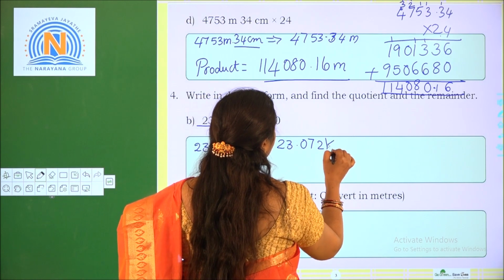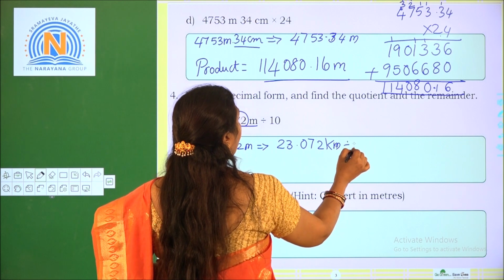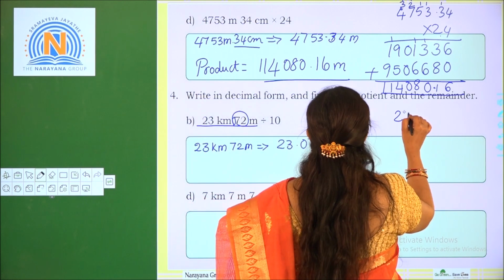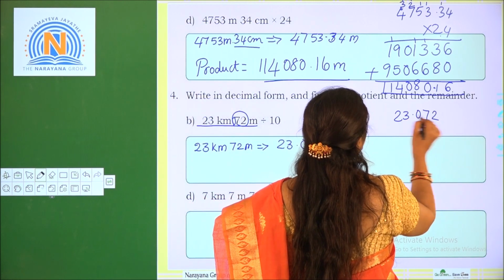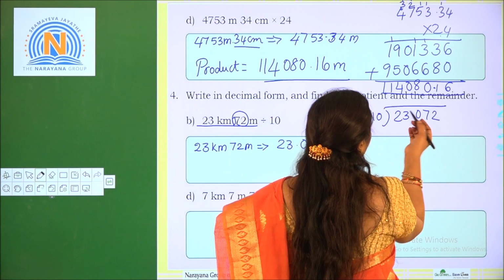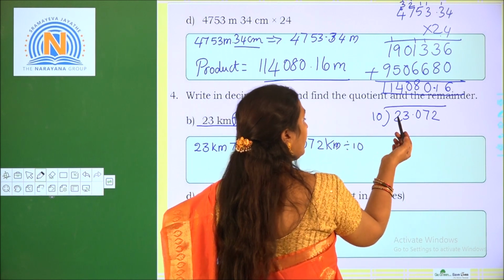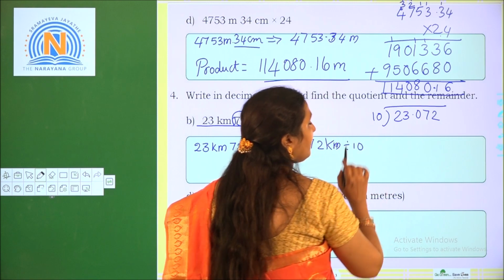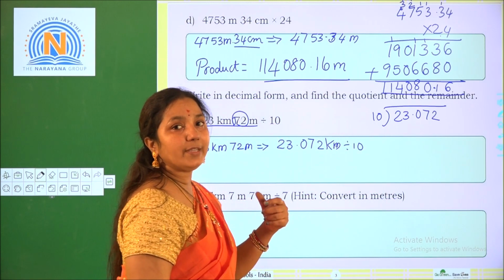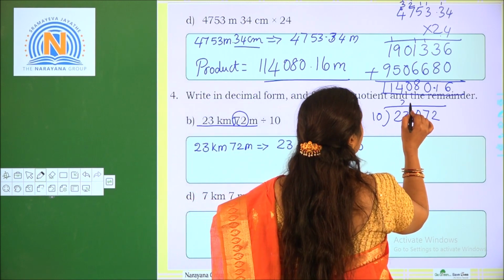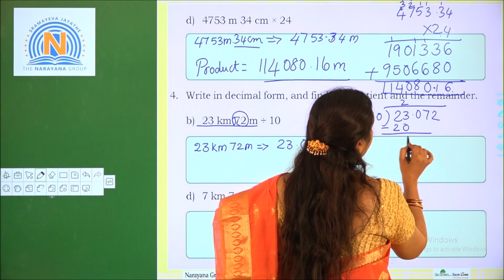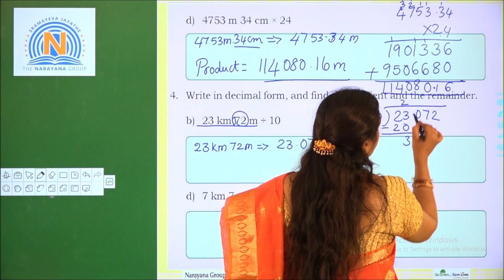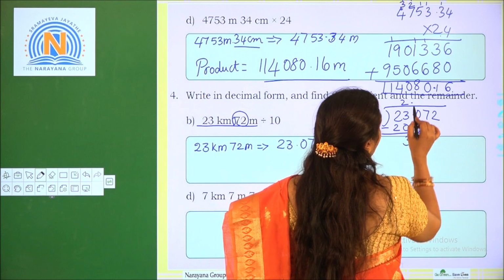72 meters. Okay. Then we have to divide by 10. So 23.072 is divided by 10. Can we divide here? One digit we will not take, because here a 2-digit number is given. How many times can we take? Approximately 2 times, so 20. Subtract, 3. Now 0. So keep the decimal point. So 3 times.